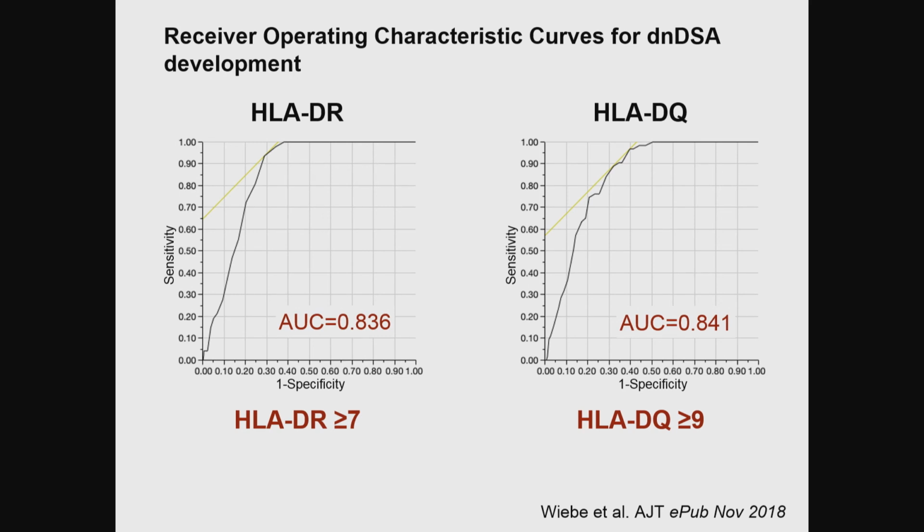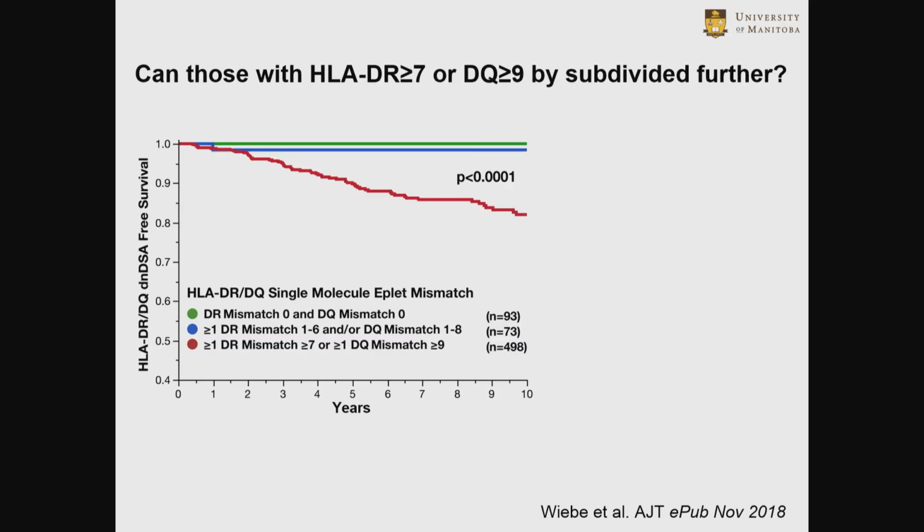Well, the way you have to do that is define a cutoff that's high risk or low risk. So we again used receiver operating characteristic curves to do that, and we came up with a single molecule cutoff of 7 for DR and 9 for DQ. If we apply those cutoffs to the patient profile, this is what we see. Here the y-axis is slightly different. It's both DR or DQ de novo DSA development, so it really is just asking one question for each patient: did they develop either of these antibodies, yes or no?